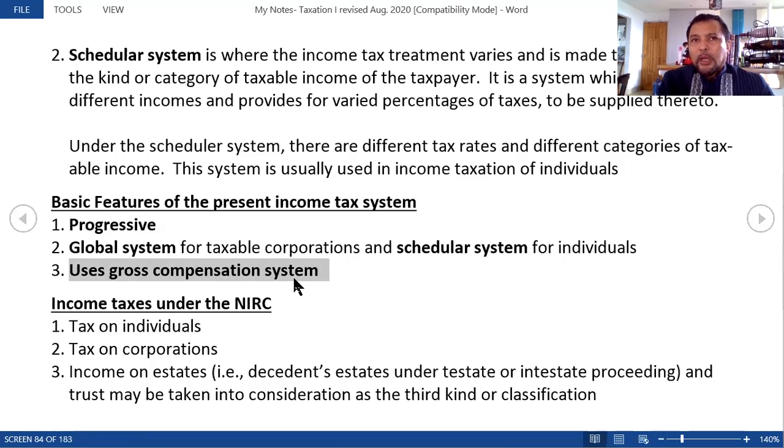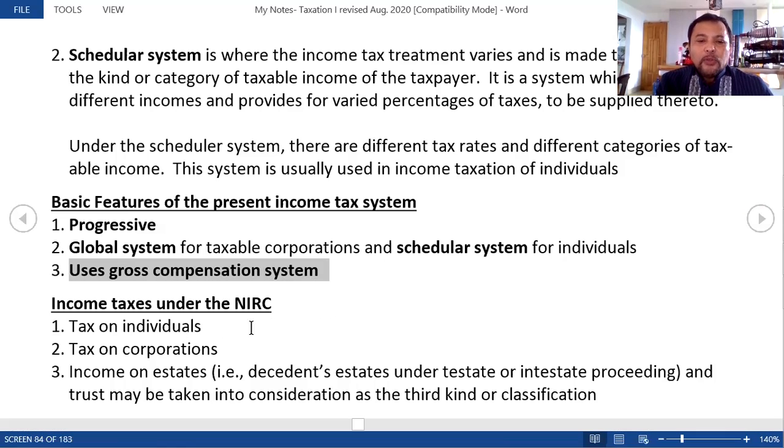So if you are an employee receiving a salary of 50,000 a month, your income tax system is the gross compensation system, meaning you are not allowed to deduct any expenses. No deductions allowed, including your personal exemptions and additional exemptions. So no more personal exemptions, no more additional exemptions. That's gross, no deductions, okay? Of course, there are exemptions.